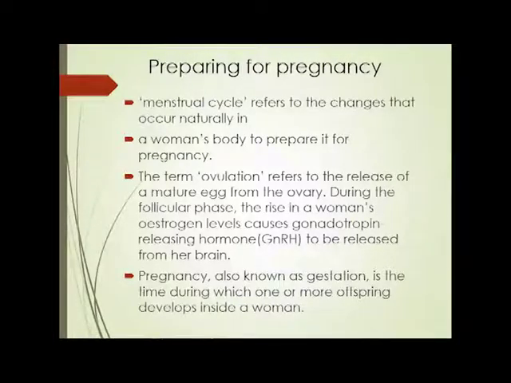We have the term ovulation, which refers to the release of the mature egg from the ovary. During the follicle phase, the rise in a woman's estrogen level causes gonadotropin-releasing hormone to be released from her brain. Pregnancy, also known as gestation, is the time during which one or more offspring is being developed inside a woman.